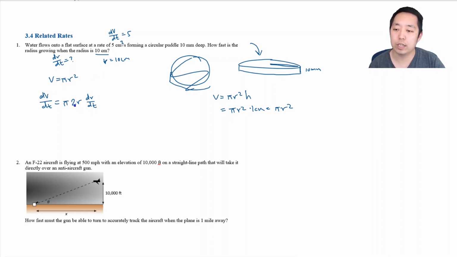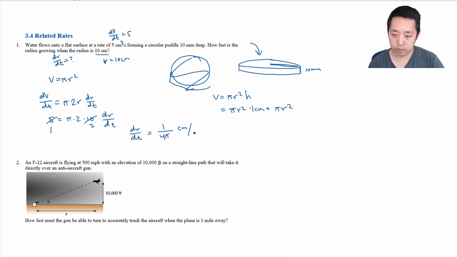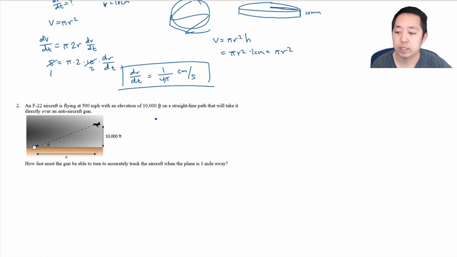Okay? And so then they're asking what dr/dt is. I know what r is. Pi and 2 are constants, and I know dV/dt. So this is 5 is equal to pi times 2 times 10 times dr/dt. Or in other words, dr/dt is equal to, let's see, this is 20. Well, this would be 2, and this will cancel. So 1 over 4 pi. And that's centimeters per second. Units are usually important when you're doing these kinds of things.